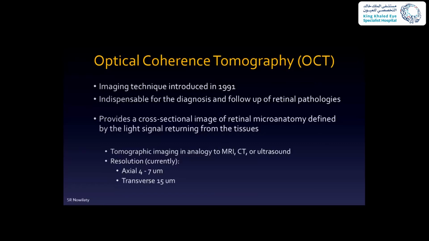And this light will translate and come back with different speeds, and according to the speed that the light comes back, we can decide on the reflectivity of a tissue, and then we can see the tissue a little bit better. So it's very, very similar to MRI, CT, and ultrasound, except that we use light instead of other wavelengths such as sound.